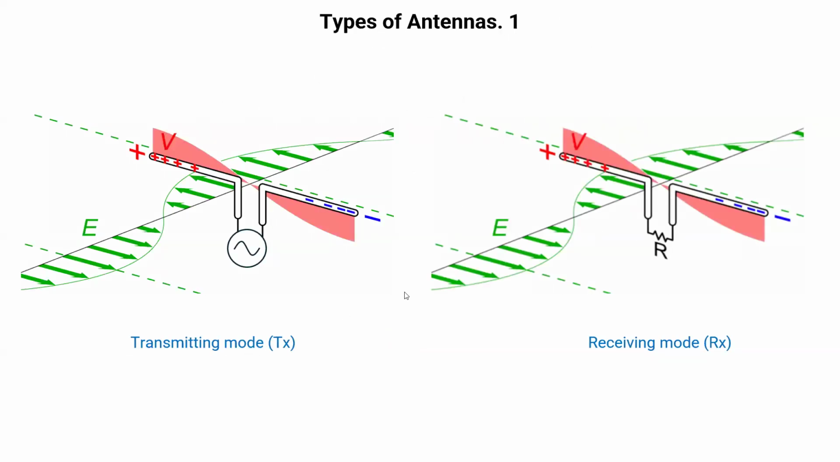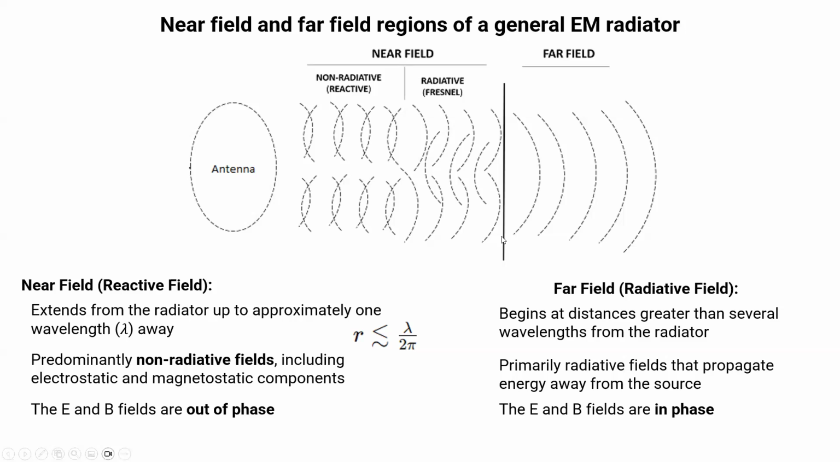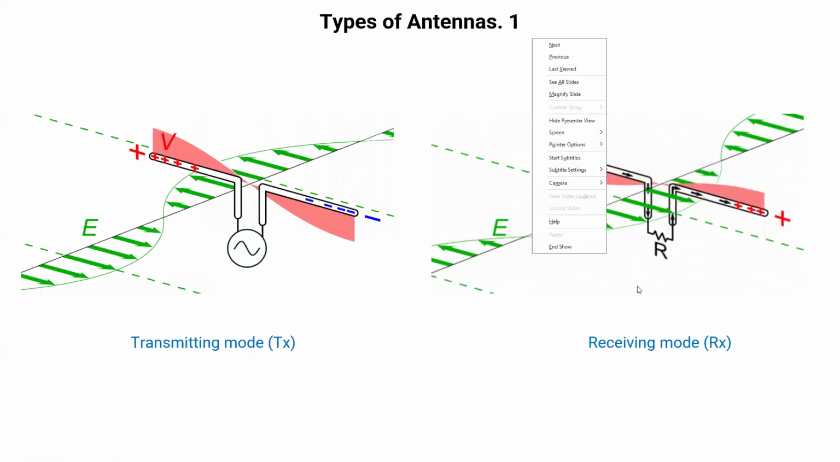Let us consider different types of antennas. First of all, we distinguish antennas by the operation mode.